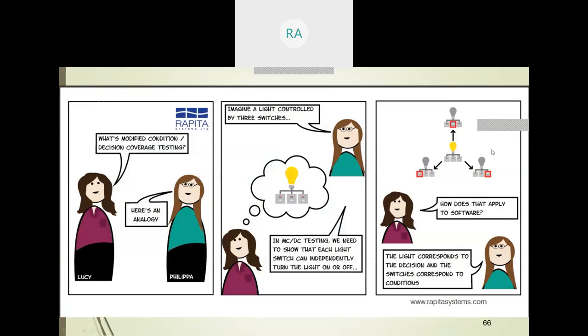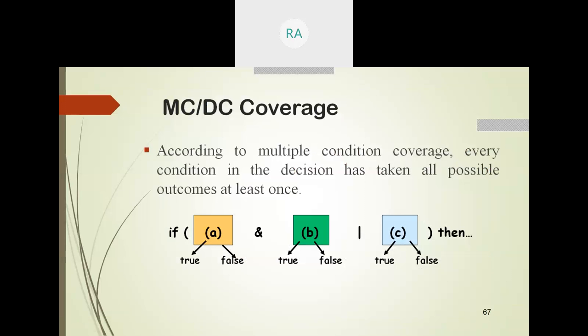The same thing you can associate with software testing, wherein I have three conditions which impact the decision, and each condition is independently acting on the outcome of the decision that you are going to arrive at. This is how you can apply MCDC coverage. According to multiple condition coverage, if I have more than one condition within the source code, then every condition in the decision should take all the possible outcomes at least once.